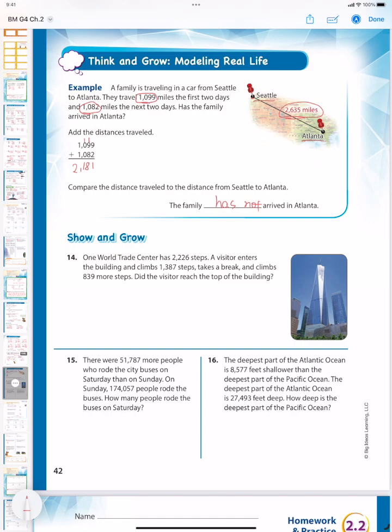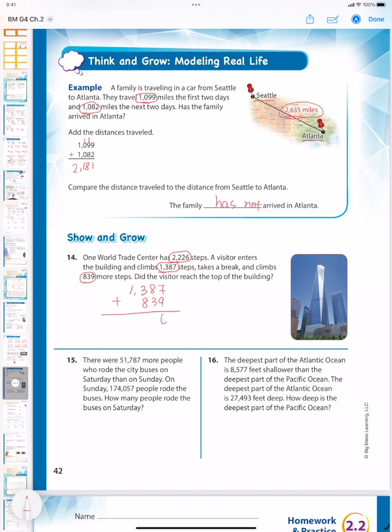All right, number 14. One World Trade Center has 2,226 steps. A visitor enters the building and climbs 1,387 steps, takes a break, and climbs 839 more steps. Did the visitor reach the top of the building? Let's find out. You have to add 1,387 and 839.